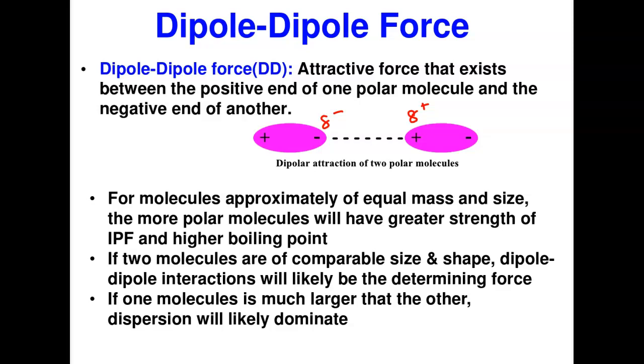Of course, for molecules that are approximately of equal mass and size, the more polar molecule will have a greater strength, and a higher boiling point. Yes, the stronger the strength, the higher the boiling point. Now, if you have two molecules that have comparable size and shape, the dipole-dipole interaction will always be the determining force if you want to make any judgment on those molecules.